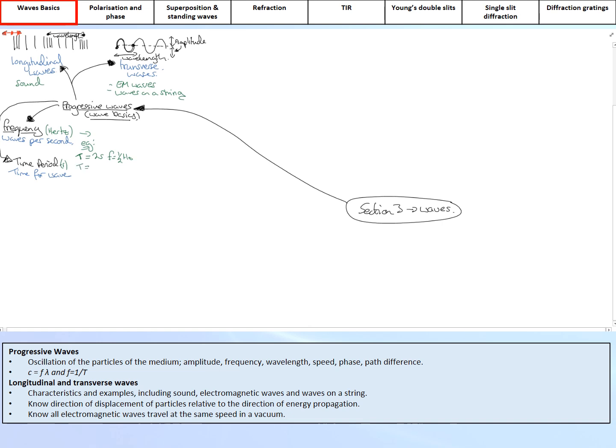Supposing the time was 4 seconds, well, that means in 1 second, only a quarter of that wave would pass. It takes 4 seconds for the whole thing to pass. So we're going to have a quarter wave per second, or a quarter of a hertz.